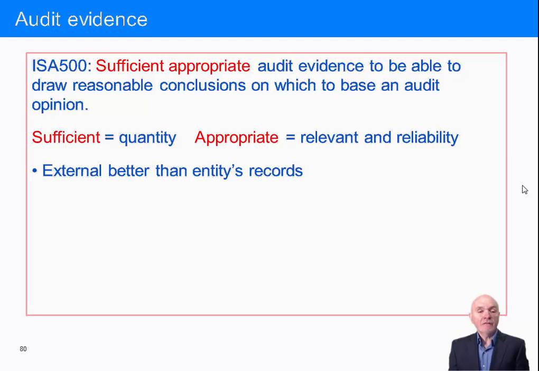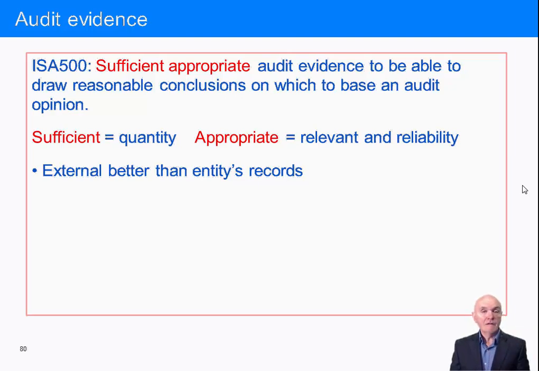And first of all, external evidence is better than the entity's records. This is why it is great that you have the cash book, which is held by the entity, but you've got bank statements coming in. At the end of the year, you also get what's called a bank certificate sent by the bank directly to the auditors saying this is how much the client had in the bank. And getting this third-party evidence is much stronger than just relying on the internal evidence.